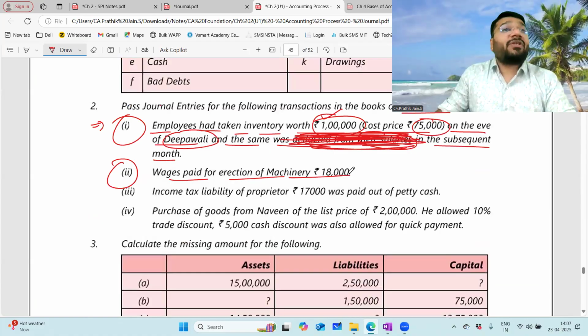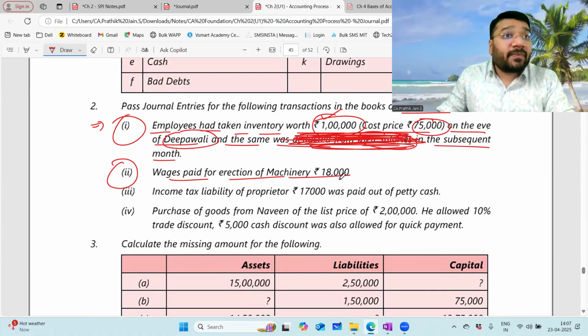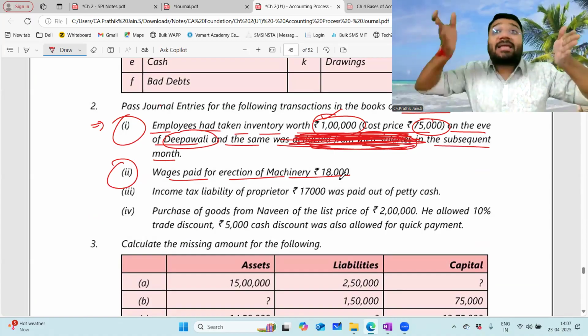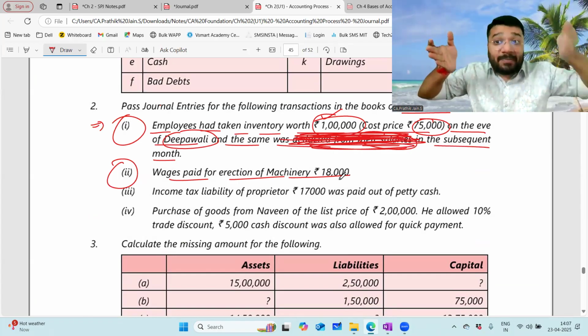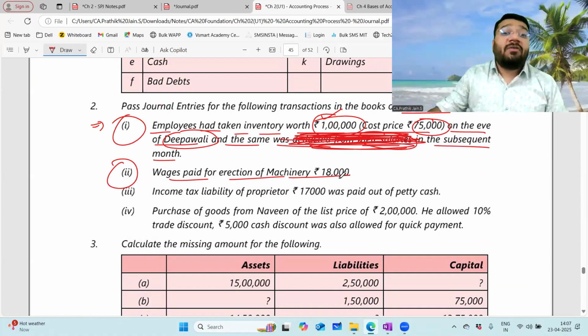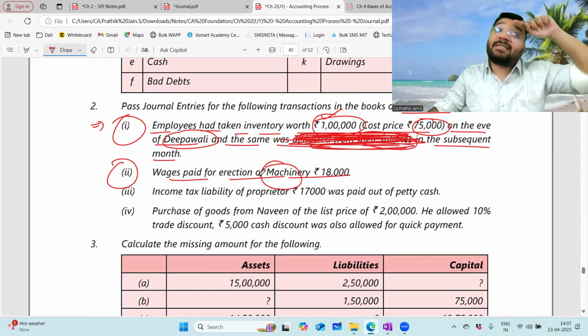Coming back, just 2 more transactions and we are done. Wages paid for erection of machinery. We will study this in the depreciation topic. Any expenses incurred right from buying of the asset till the asset is put to use, every in-between expenditure will be capitalized to the machinery account. So in the depreciation topic, this will be discussed in depth.